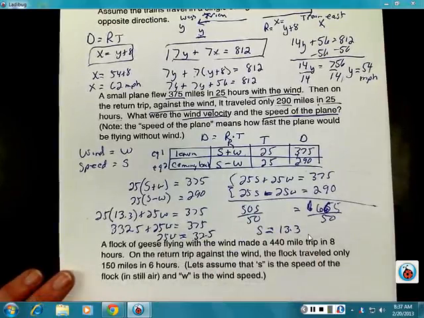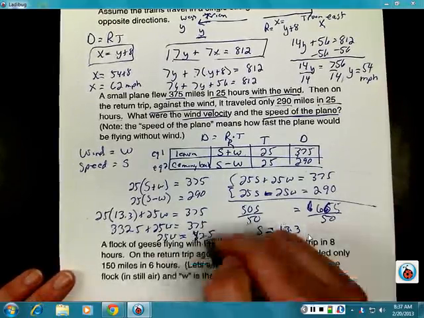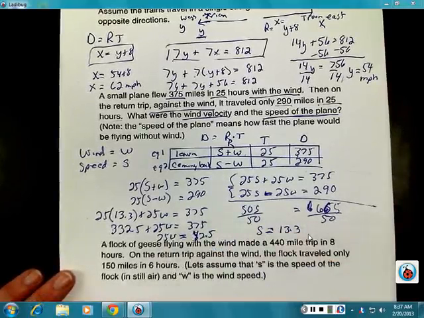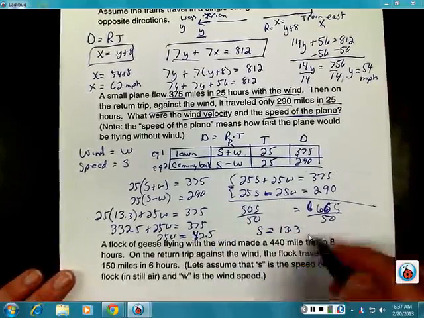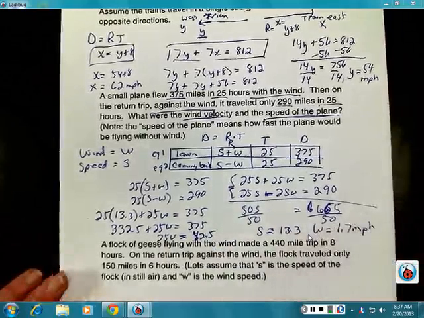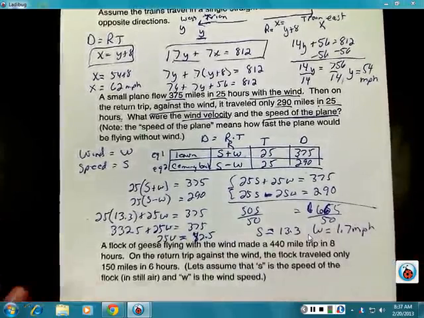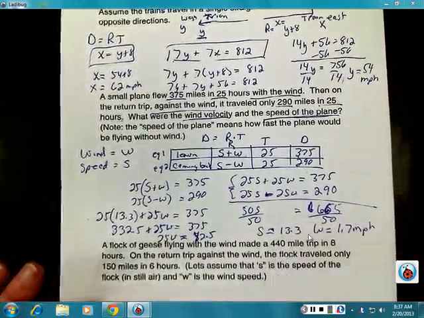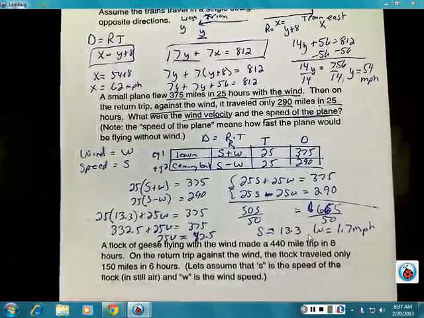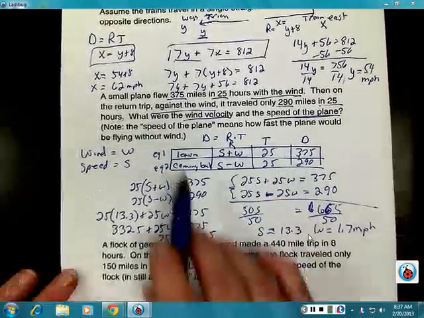I got 42. Oh, okay, I wrote it wrong. So take 42.5 and divide it by 25. So my wind is 1.7 miles per hour. Oh, okay. Not a good plane to be on. I'm staying home. I'm not hopping on that plane. It wouldn't even get off the ground. Okay, I'd rather just drive. To take you 25 hours? You bet. Yeah. To travel that far.